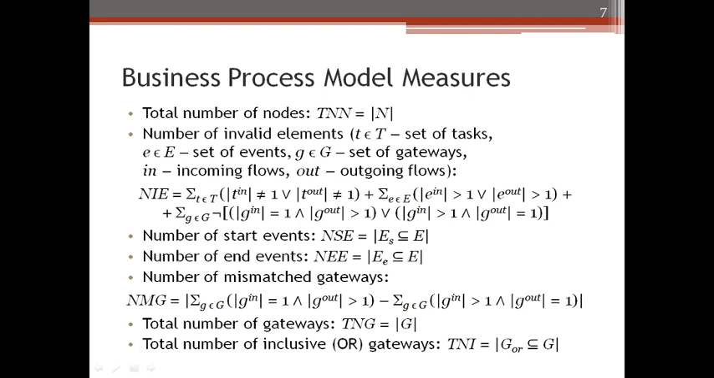We propose to use the following measures: total number of nodes, number of invalid elements among tasks, events, and gateways. By invalid, we consider the ones which are wrongly connected with the incoming and outgoing sequence flows. Number of start events, number of end events, number of mismatched gateways, if a split doesn't have the respective join or vice versa, total number of gateways, all splits and joins, total number of inclusive gateways, which are recommended to be avoided if possible.